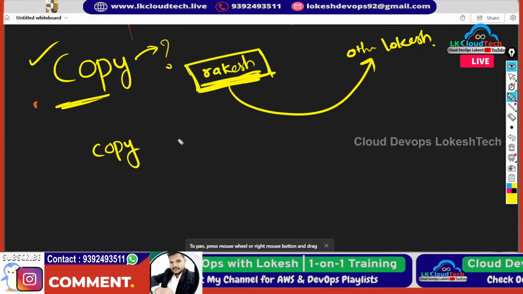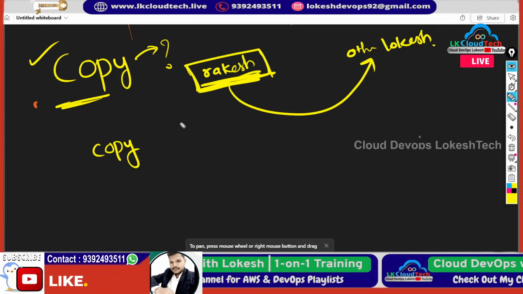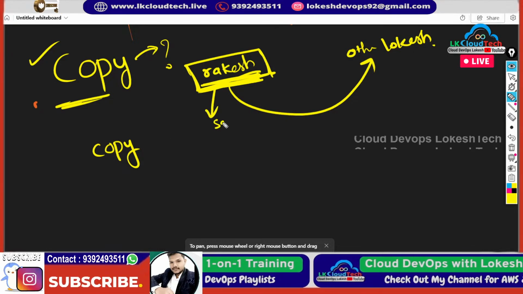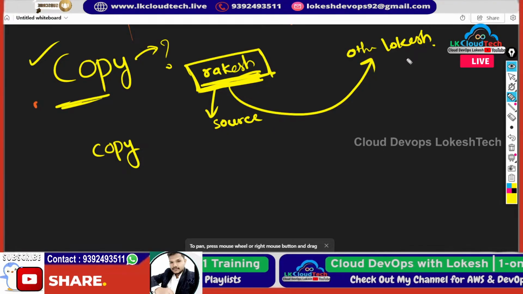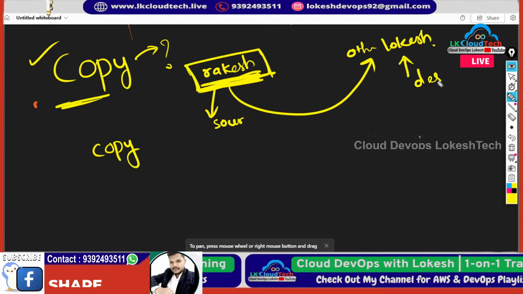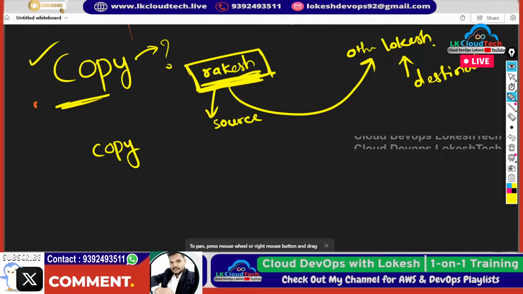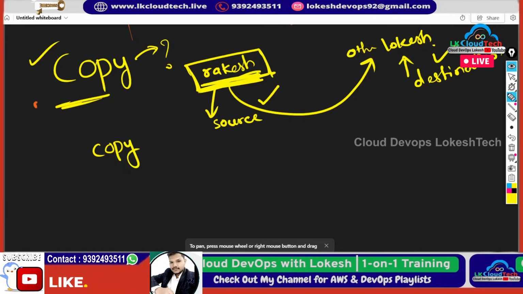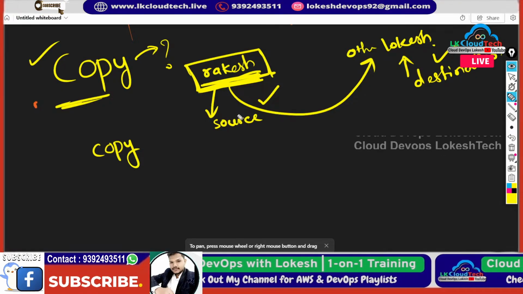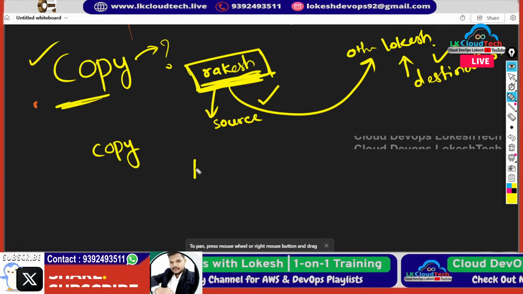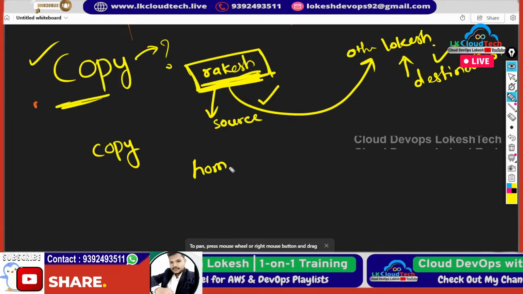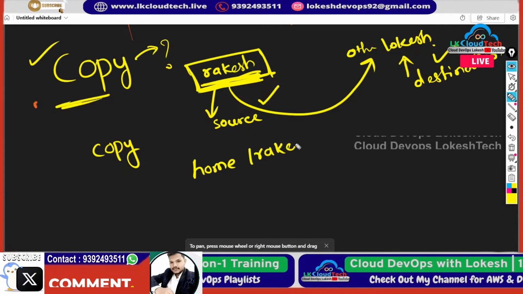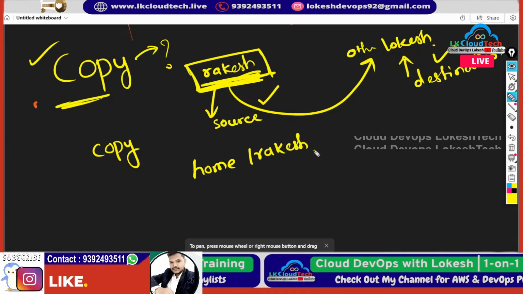I'll tell you one thing. This you can call the source, and this is called the destination. So this is the source path and this is the destination path. In our case, we are in home, correct? Home Rakesh is your current path.